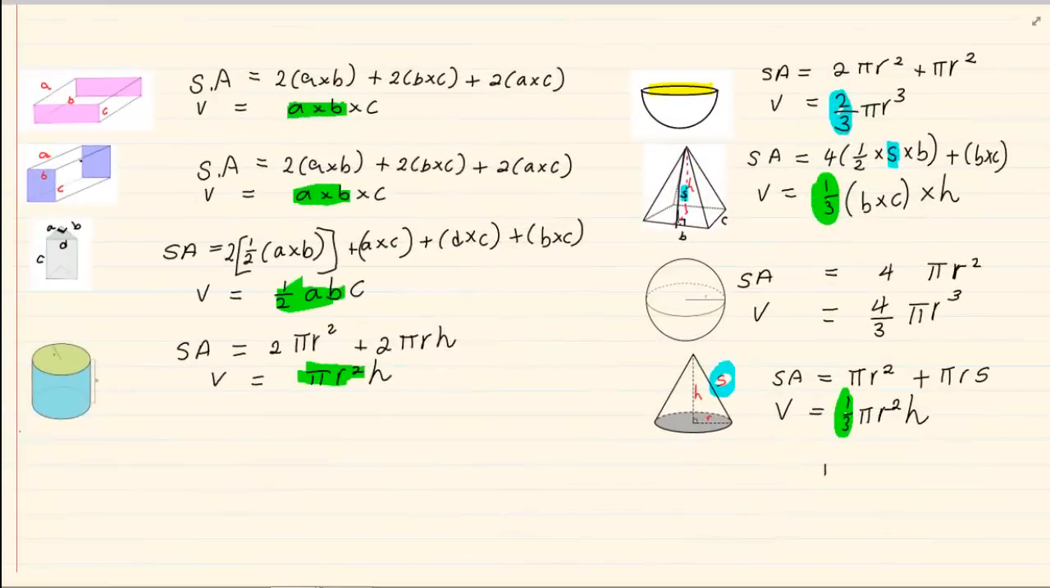What we've done is we've created a formula page. So if you look at this page, you've got all the formulas on one page.